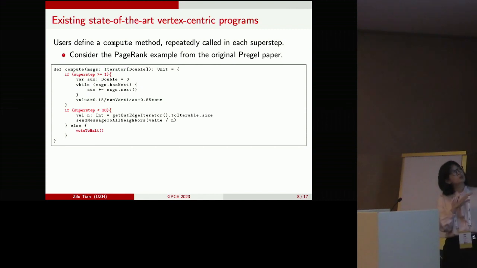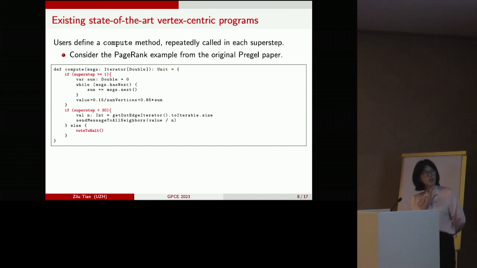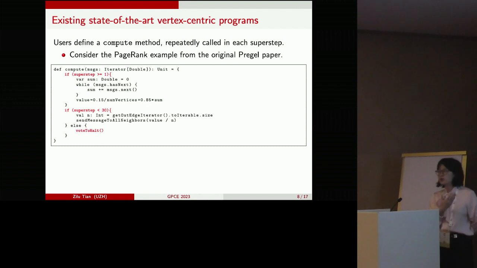Clearly, since this compute method is repeated in each superstep, it's inefficient to always compare these branches when you know that in the next round the superstep value has already changed. So there is some inefficiency associated with the dispatching overhead, and it does not scale as the control flow becomes more complex. It's very easy to make mistakes.